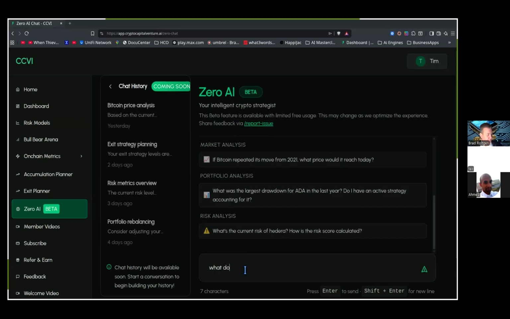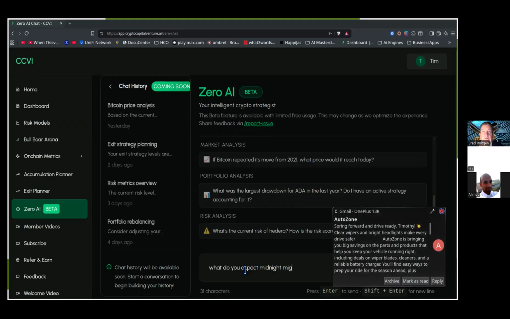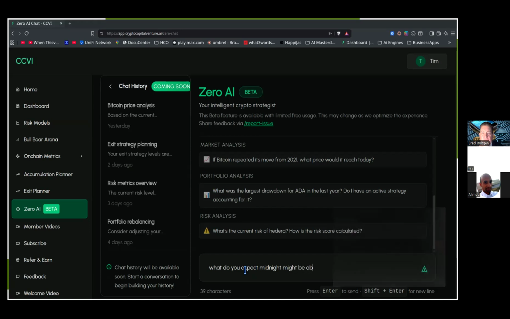What do you expect Midnight might be able to do? And Midnight, I don't know how much most people know about it. Midnight is a privacy coin. It's a side chain to ADA.